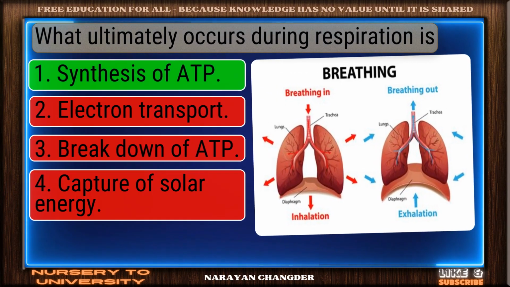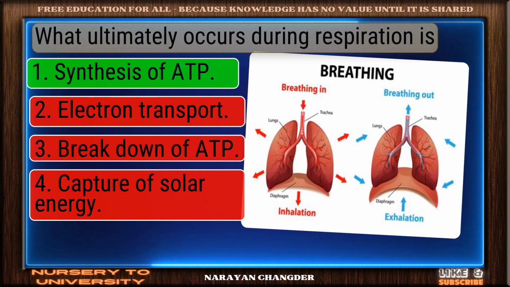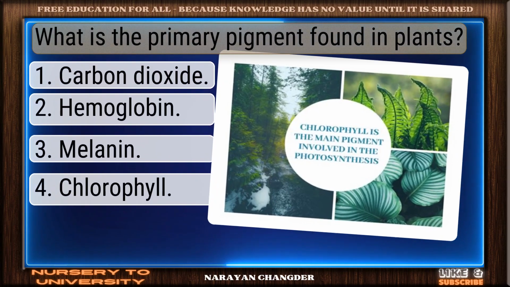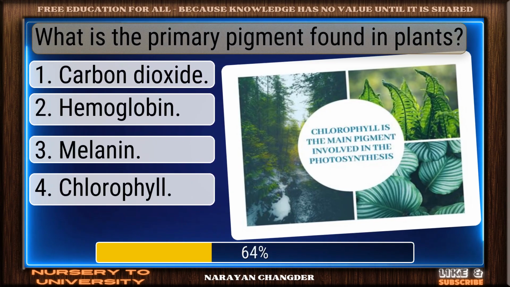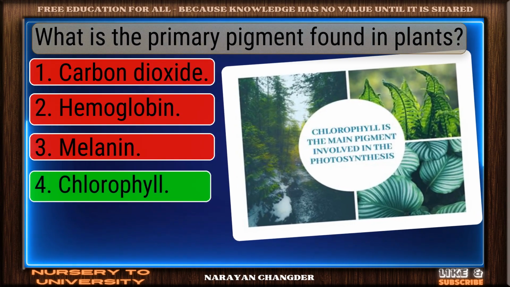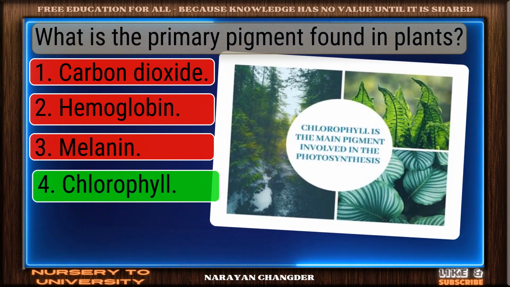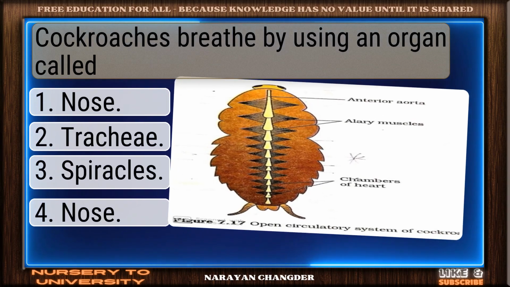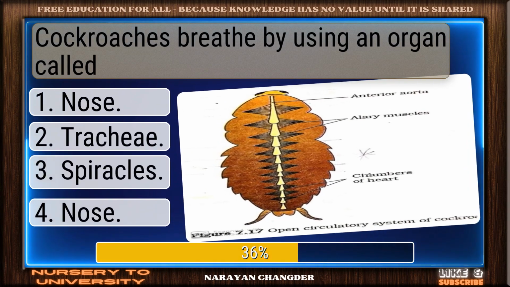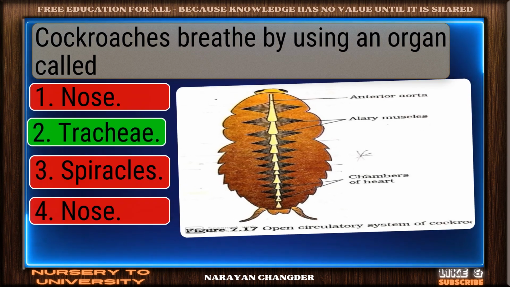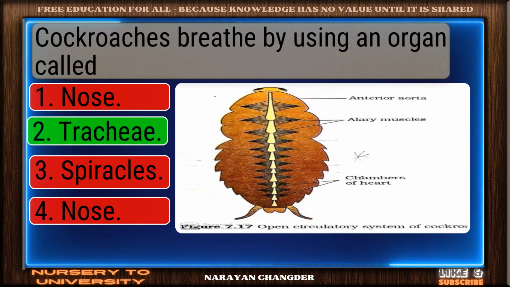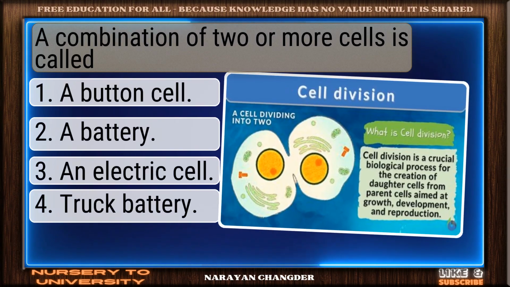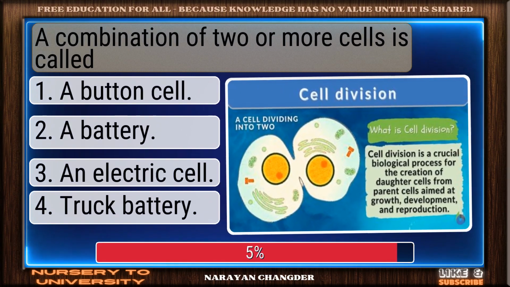Correct. Synthesis of ATP is the right answer. Question number 66. What is the primary pigment found in plants? Valid point. Chlorophyll is true. Question number 67. Cockroaches breathe by using an organ called. Bravo. Trachea is the answer. Question number 68. A combination of two or more cells is called.